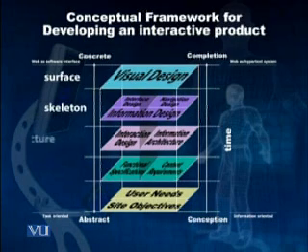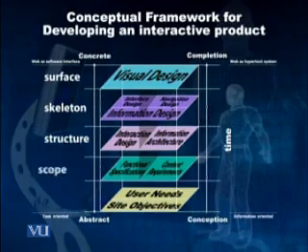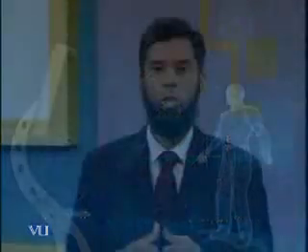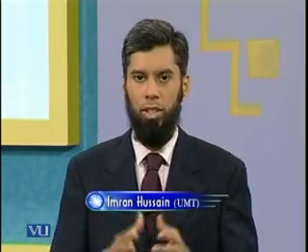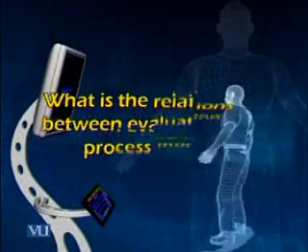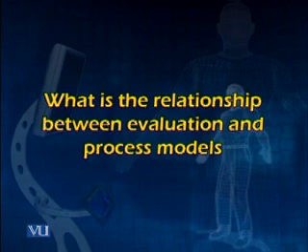लेकिन उससे पहले आप देख रहे हैं कि और बहुत से एलिमेंट्स हैं जिनको कंसिडर करना ज़रूरी होता है. So this helps us to put into perspective what the role of different activities are in developing a good usable system. अभी थोड़ी देर पहले मैंने आपसे सवाल पूछा था. वो सवाल ये था, what is the relationship between evaluation and process models or life cycle models? इनका आपस में क्या रिलेशनशिप है? So what is the relationship between evaluation and process models?